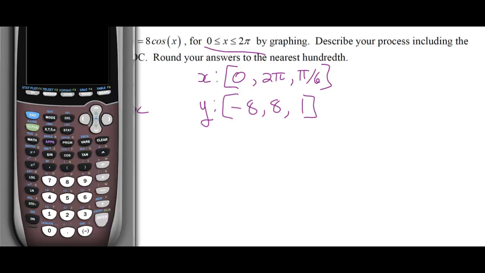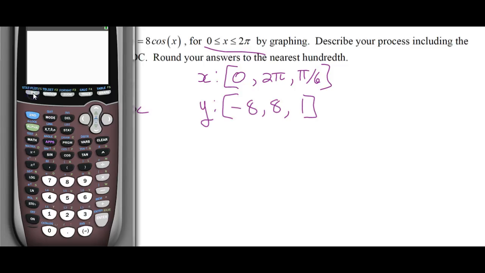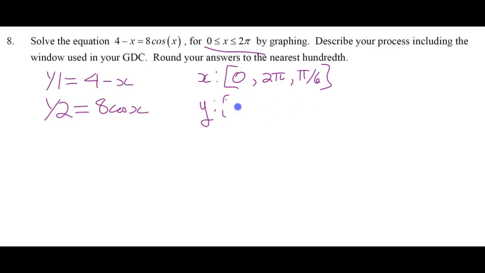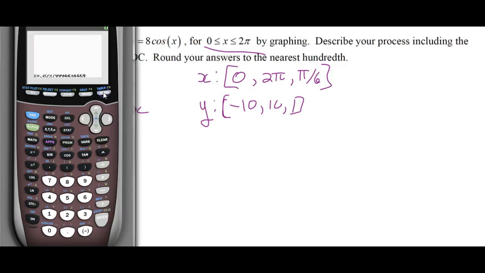Okay, so let's give it a shot. So what was the first one? 4 minus x, was it? And 8 cos x. And check mode, radians. Window, what did it say? 0. To put in 2 pi, just go 2 and then pi. Now it'll change it, you'll just get the decimal. And what do I say? Pi divided by 6. And I'm just going to leave it -10 to 10. Lazy. I don't have to change it that way. And I'm going to hit graph.